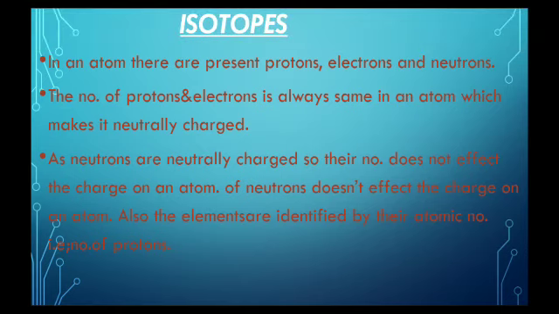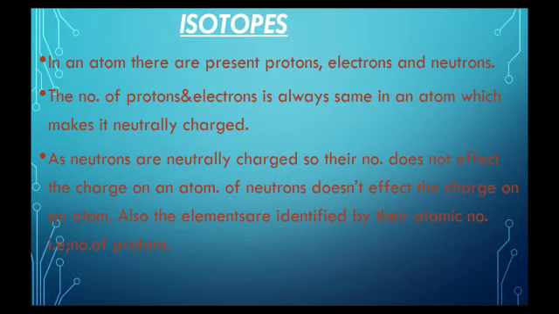We all know that atoms have three subatomic particles that are protons, electrons and neutrons. Protons are positively charged, electrons are negatively charged and neutrons do not have any charge, means they are neutral. The number of protons and electrons is always equal in an atom, which makes it neutrally charged.